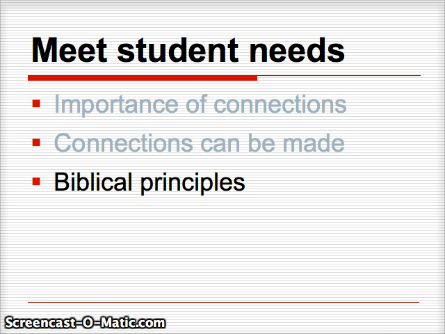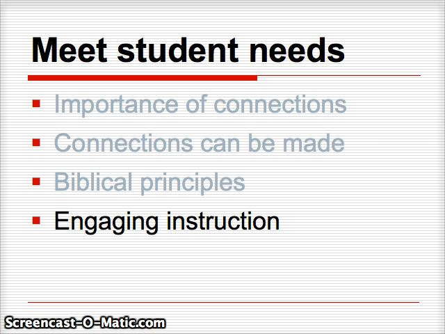To make better connections between God's world and God's Word, students might need to learn more biblical principles. Principles like, all truth is God's truth, or be content with what God provides, or our bodies belong to God.